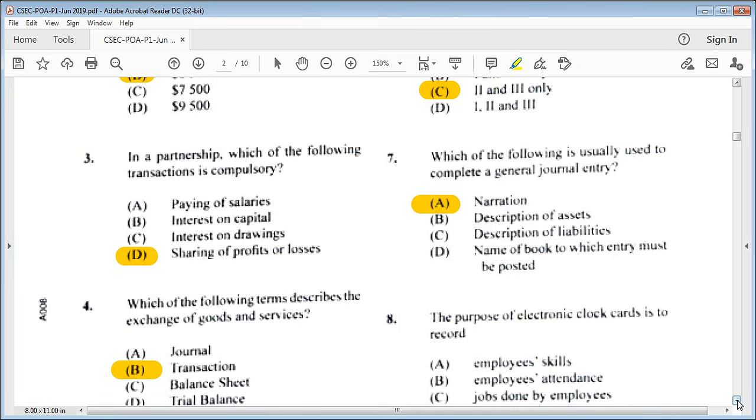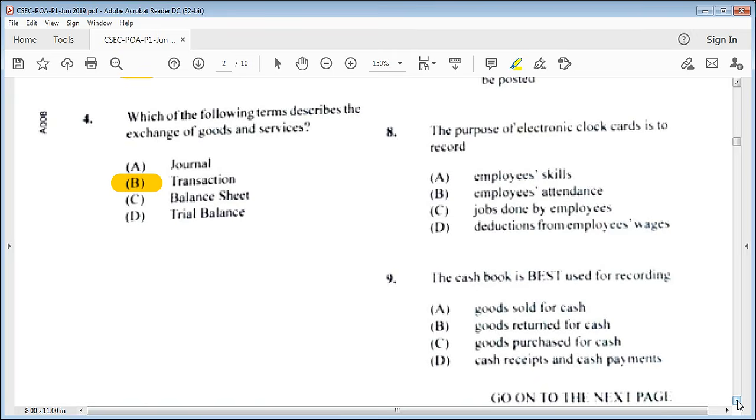Let's go on to number 8. The purpose of electronic clock cards is to record A, employees' skills, B, employees' attendance, C, jobs done by employees, or D, deductions from employees' wages. So we know clock cards is where you clock in. It's an electronic system, so it has to do with your time in and your time out at work, how many days you're present at work, and how many hours you worked. So we know it would be employees' attendance. B would be your answer.